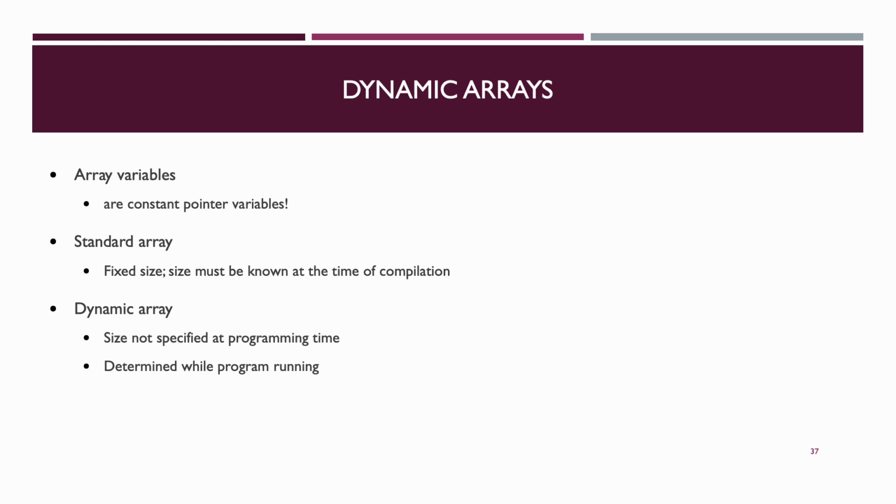On the other hand, a dynamic array does not have a fixed size at the time of compilation. Instead, its size is determined while the program is running, which gives more flexibility, especially when you don't know how much memory you will need in advance. So dynamic arrays are created using pointers and memory allocation functions like int* array equals. So we'll see more examples on our next slide.